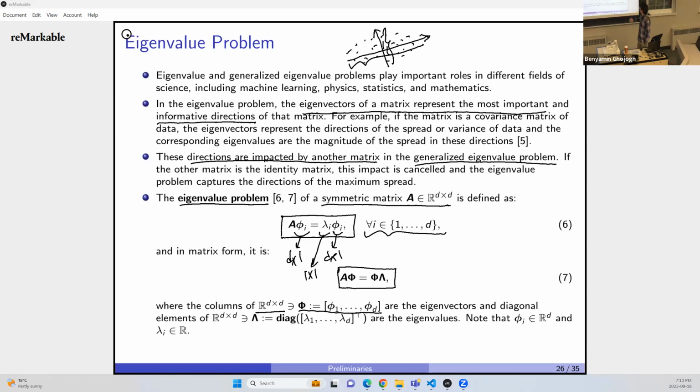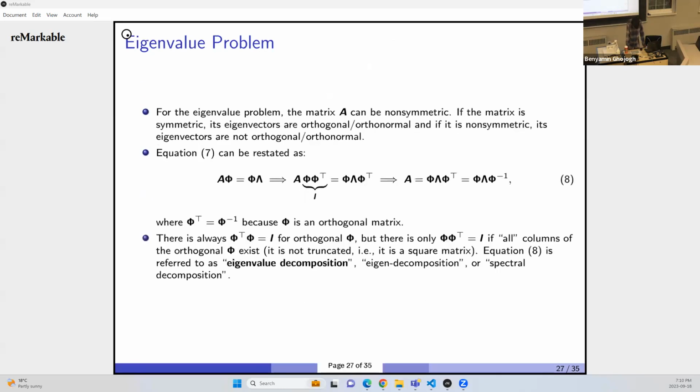And I can also put the eigenvalues as diagonal elements of a diagonal matrix, and I call that the matrix lambda. Therefore, the matrix lambda is also D by D, right? Okay. And as I said, eigenvectors are D-dimensional and eigenvalues are scalar. Why? Because my matrix is D by D. The matrix can be non-symmetric.